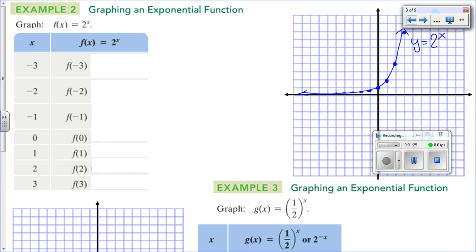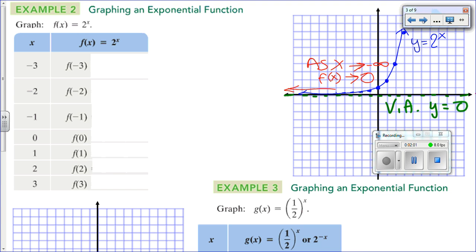And remember how we talked about how, as x approaches negative infinity, so it goes in this direction, f of x, the function value or the y values, are going to get closer and closer to 0, but they will not be 0. Instead of having an x-intercept, since the function will not touch the x-axis, we have a thing called the horizontal asymptote, which is the line y equals 0.